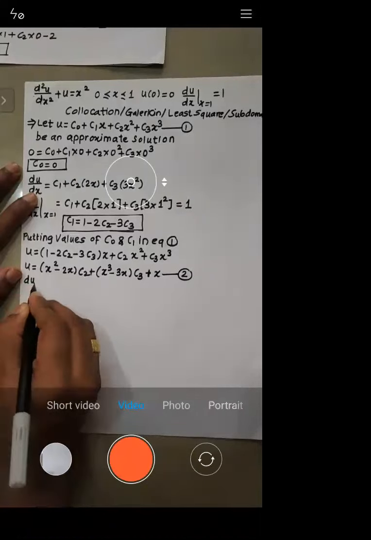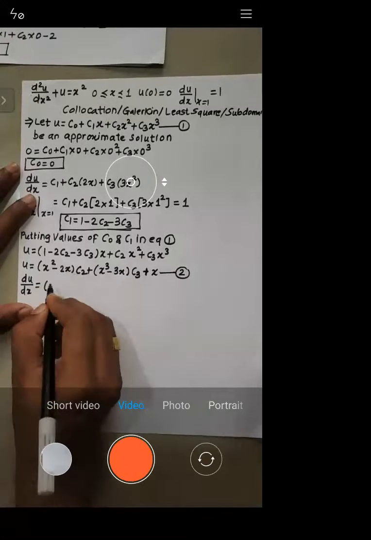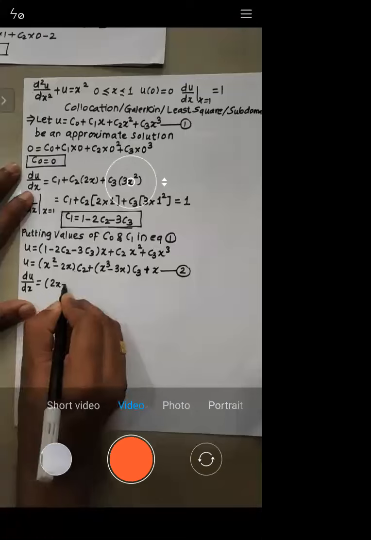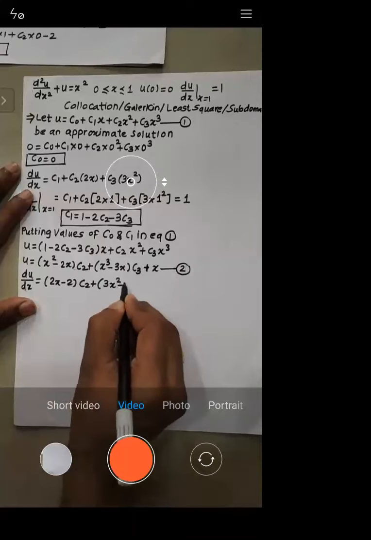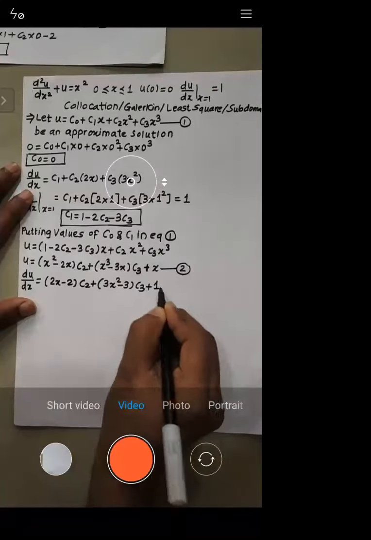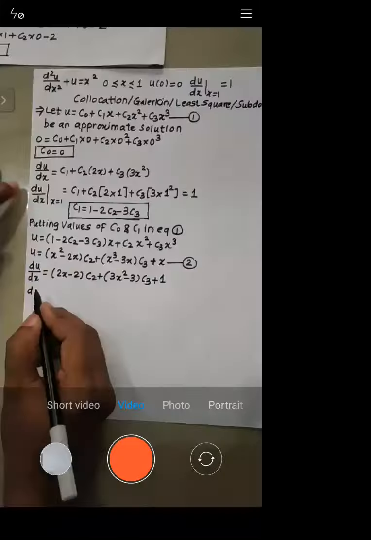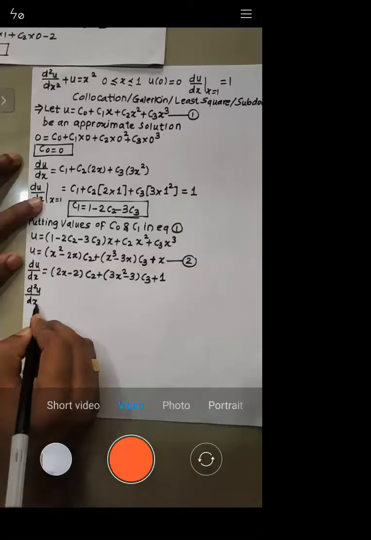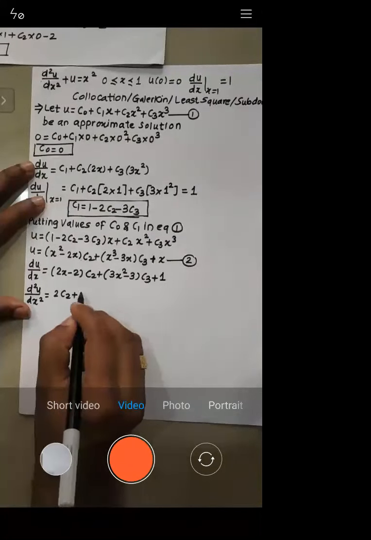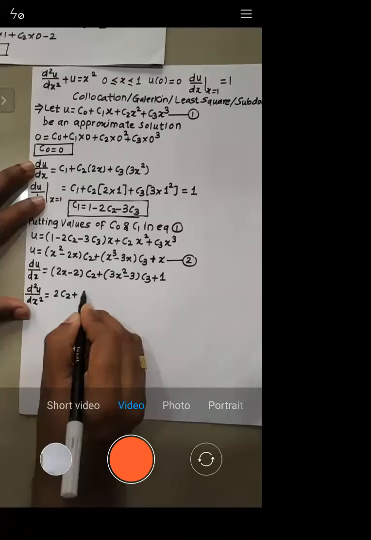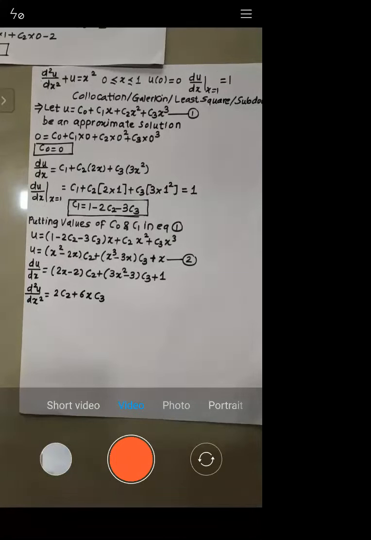So what I will do is first calculate du by dx from this equation. Tell me what is du by dx. 2x minus 2 C2 plus 3x square minus 3 into C3 plus 1. This is du by dx. Now my question is, what is d square u by dx square? 2C2 plus 6x into C3 plus 0. That's it.